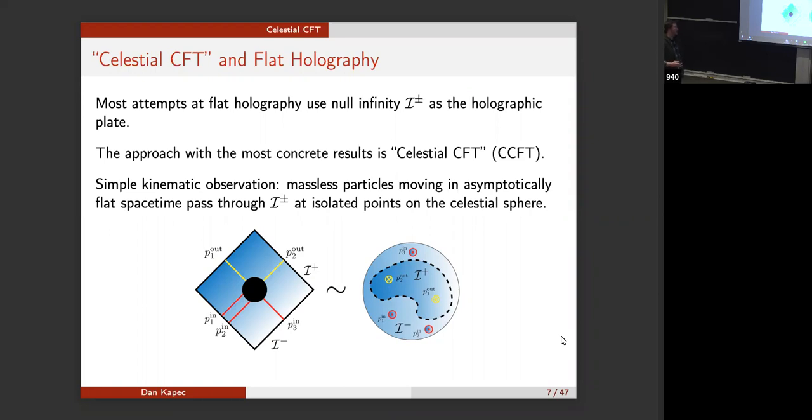There are a couple of different approaches with varying levels of success. The one that I'm going to discuss in this talk is usually called celestial conformal field theory. This formalism is really based on a very simple kinematic observation, which is just that massless particles moving in asymptotically flat space come in, they interact, you don't know what happens, they come back out. They pass through scri, the conformal boundary, at isolated points on the celestial sphere. Okay? So it looks like you might be able to formulate this problem in terms of local operator insertions living at the sphere at infinity. And that's the idea that we're going to investigate.